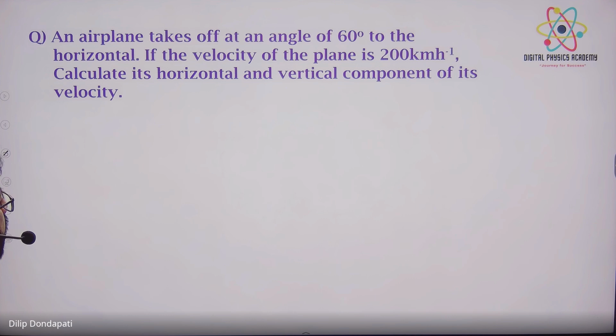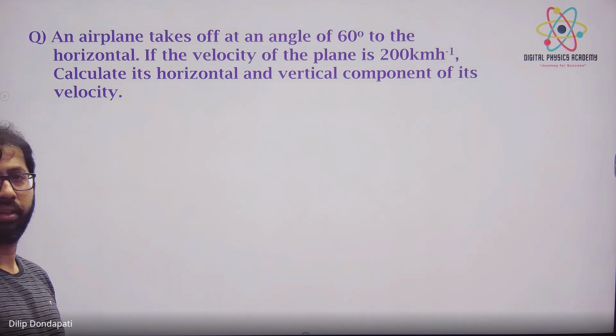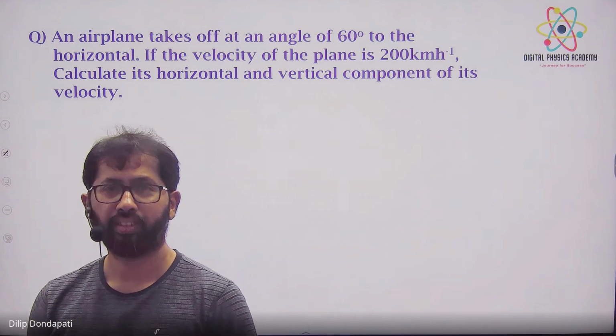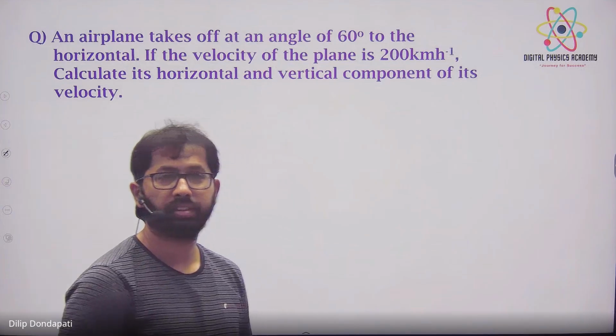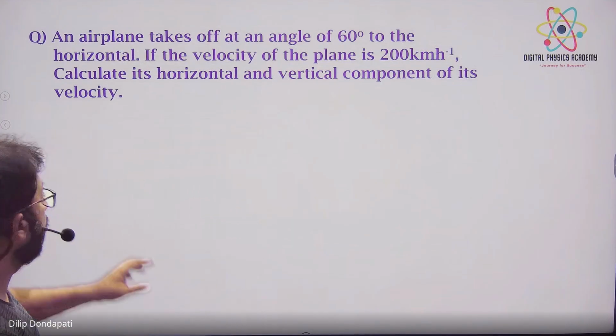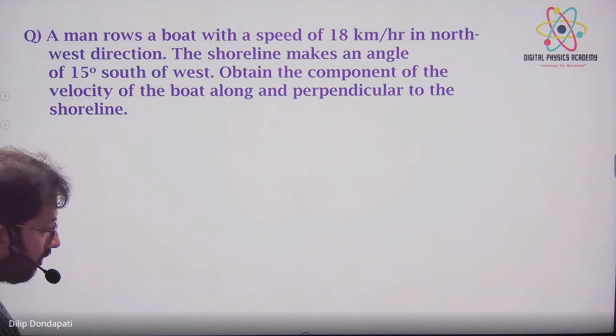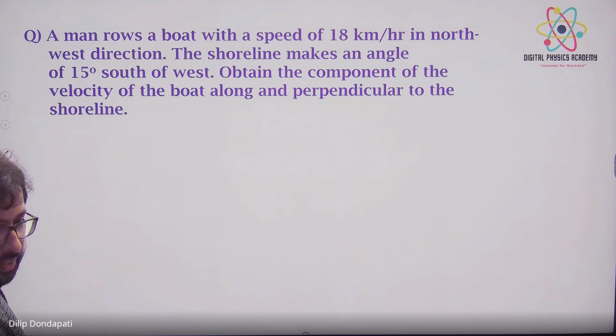An airplane takes off at an angle of 60 degrees to the horizontal. Velocity is given to you. He is asking for horizontal and vertical components. Yes, sir, I got it. Let them tell. Pranav. Sir, horizontal is 100 km per hour and vertical is 100 root 3 km per hour. Yes. Did it come? Now let's see who will do it. Draw the diagram, it will come.